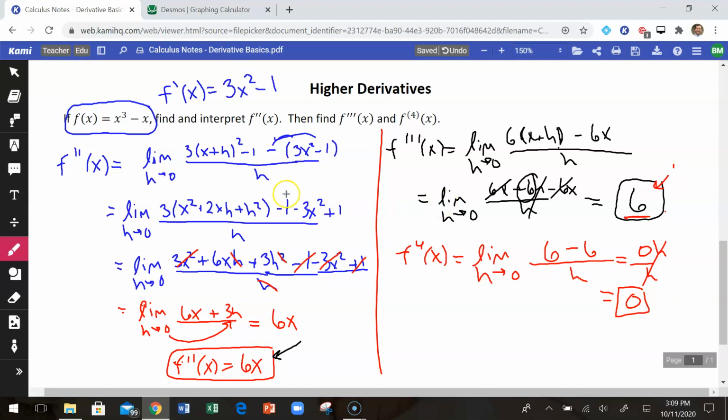Okay, so notice how that function got smaller and simpler as we went along, finding each one of those derivatives. So higher derivatives are important. We're going to need to know how to do that. You just keep taking the derivative of the previous one to get your next derivative down.